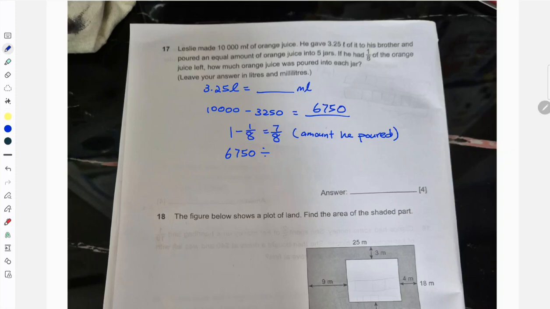6750 divided by 8. Okay. Why divide by 8? You think first. Why divide by 8? Not divide by 7. Why? Because it's not already mentioned, right? This one whole is this. So you need to divide by 8, not divide by 7. Because this, is it this? No, it's not. This 6,750 is this one whole.